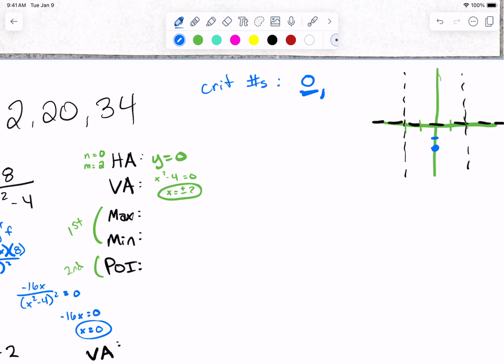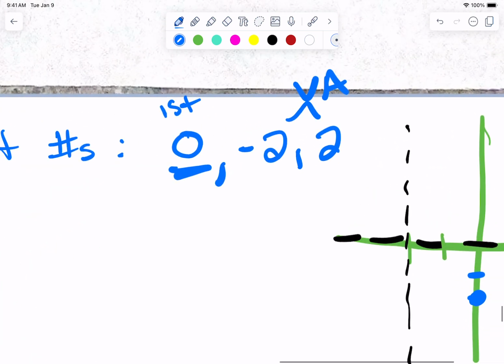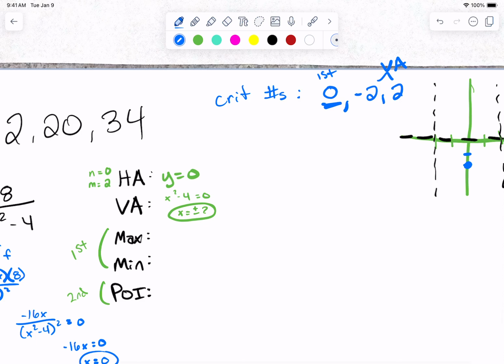I actually have 0 and 4, or negative 2 and positive 2. Negative 2 and 2, because these are VAs. So this is from the first derivative, and I'm going to label those. Critical numbers from the first derivative are 0, and the VAs are negative 2 and 2. Cool. Now I have to do my second derivative.